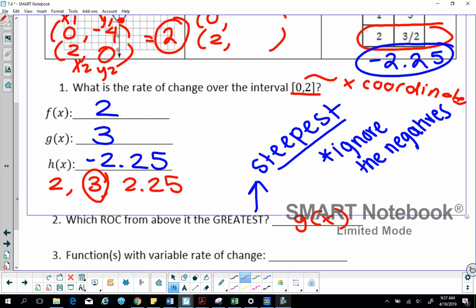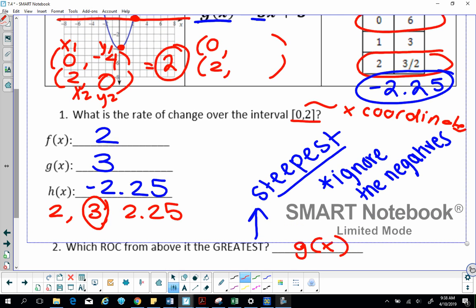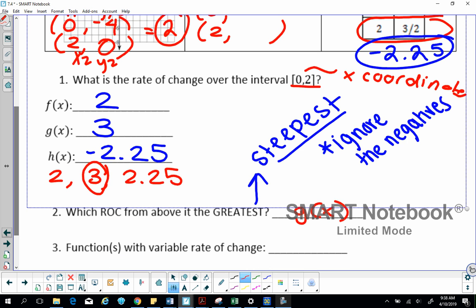Then the next one says which ones have variable rate of change. So that first one, does that have a constant or variable? What type of function is it? Is it quadratic, linear, or exponential? Quadratic, right? And we've said before that quadratic's always variable. So we're going to write quadratic, so it would be f of x.